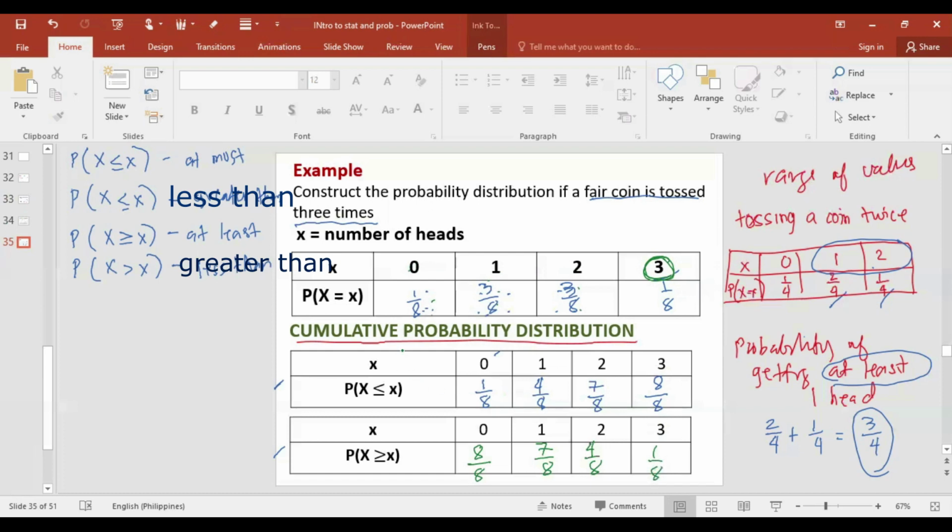So, when constructing cumulative probability distribution, it is not necessarily that the sum of these probabilities must also be equal to 1. So, that's it for this lesson video.